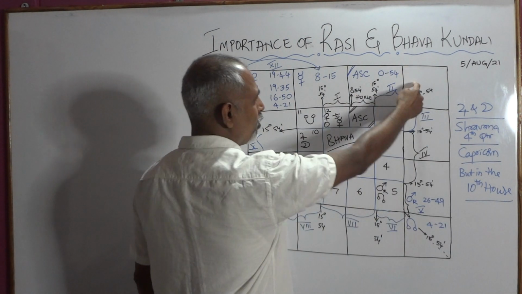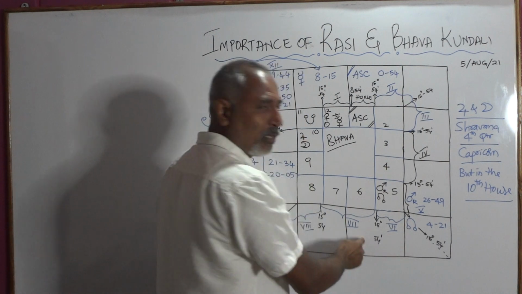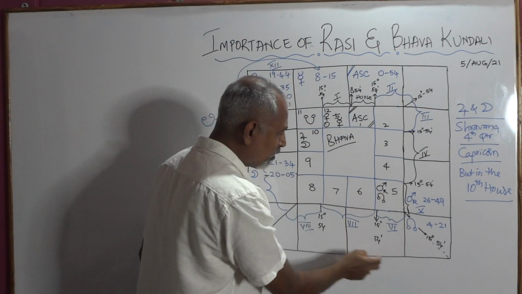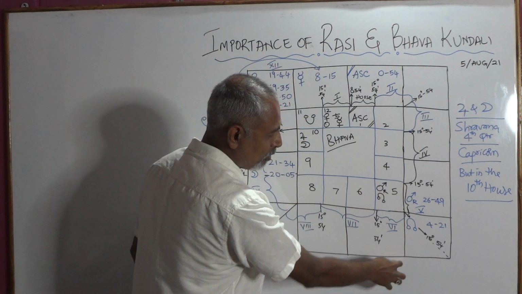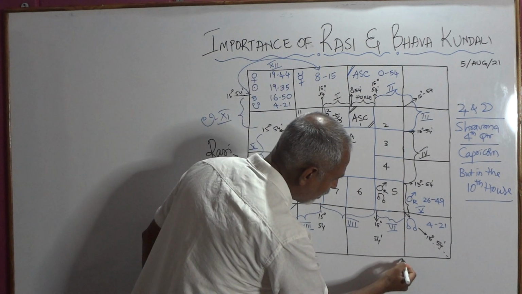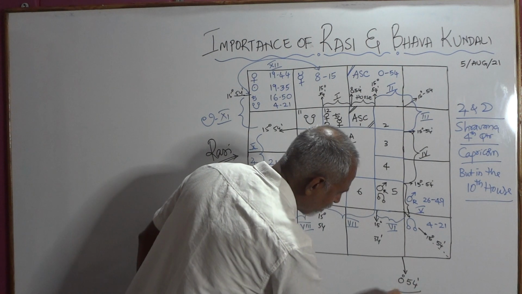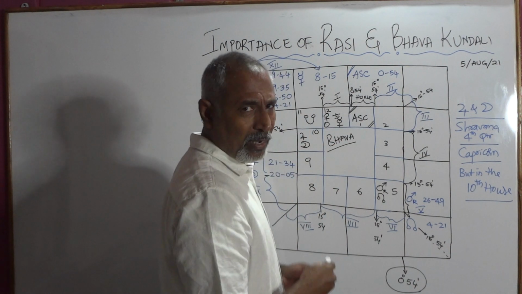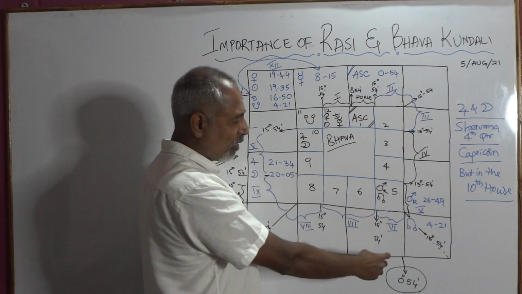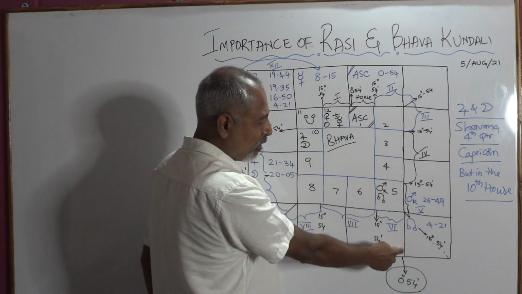So 6 means 1, 2, 3, 4, 5, 6. 6th lord, midpoint is here only, 0 degrees. So the midpoint of the 6th house is here at 0 degrees 54 minutes. This is Paka. So it falls in Chitta Nakshatra, 3rd Pada, that is 3rd quarter.